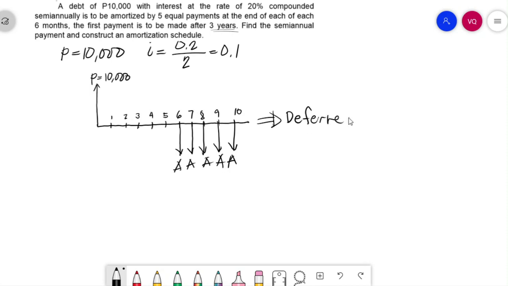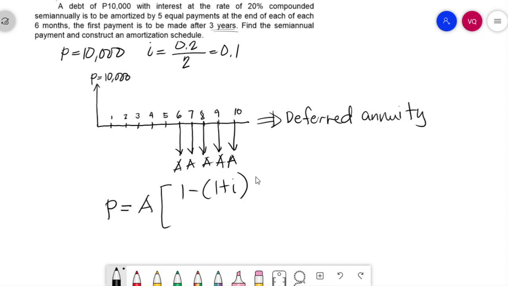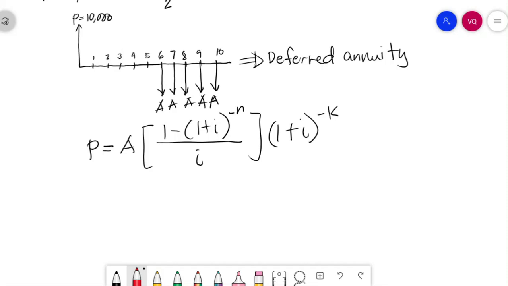a deferred annuity. And our formula for deferred annuity is equal to A times 1 minus 1 plus i raised to negative n over i times 1 plus i raised to negative k. The value of our k now is the deferred period, which is equal to, since this is our new zero, and this is 1, 2, 3, 4, and 5. From here, ito yung k natin. So, 1, 2, 3, 4, 5 is equal to negative 5.